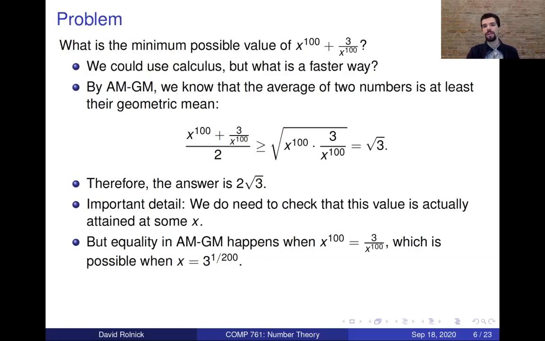Why did we multiply by 2 in the end? Because the AMGM inequality says that the average of two numbers is greater than or equal to the square root of their product. And since we weren't looking at the average, we were looking at the sum, we had to divide by 2 to get square root of 3. And so if something divided by 2 is at least square root of 3, then if you don't divide by 2, it's at least 2 times that square root of 3.